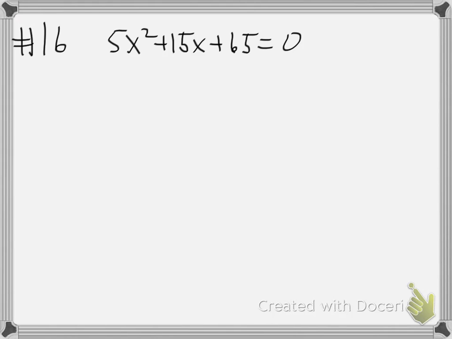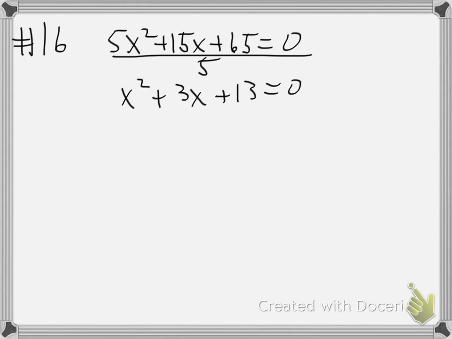Okay, and we'll get another one here, number 16. Number 16, same thing, solve the quadratic equation by completing the square. It was 5x squared plus 15x plus 65 equals 0. I'm going to right away divide by 5. I notice 5 goes into everything. I get x squared plus 3x plus 13 equals 0.